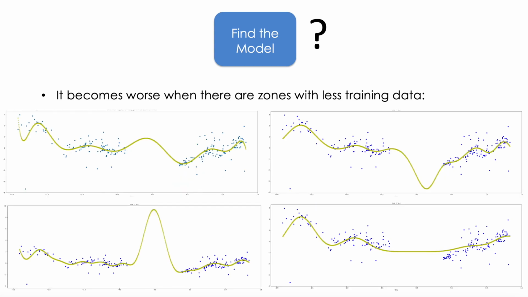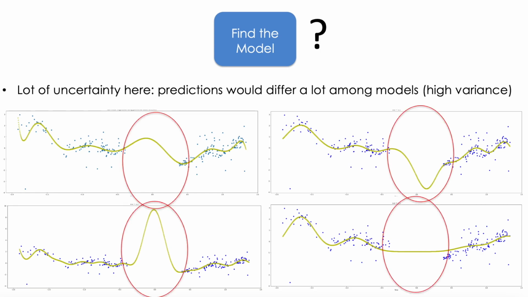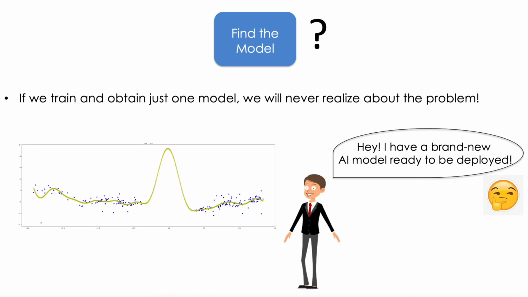In this case, when we go and train our regression model, we get this situation. Very different approaches or resulting models in the areas where we don't have training data. So imagine if we don't take care of this and we just grab any model and we deploy it and tell our client, I have a brand new model and it's already deployed, ready for you to use it. That would be a big problem, right? Because our client would never know this situation in which we had very different predictions among our models in the area where we didn't have training data.